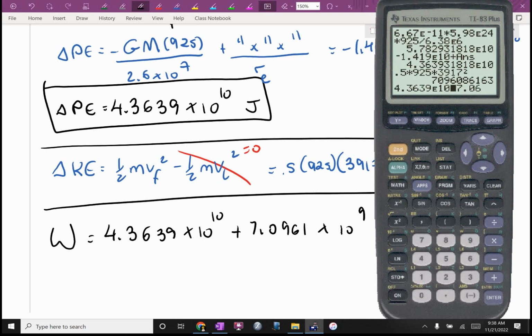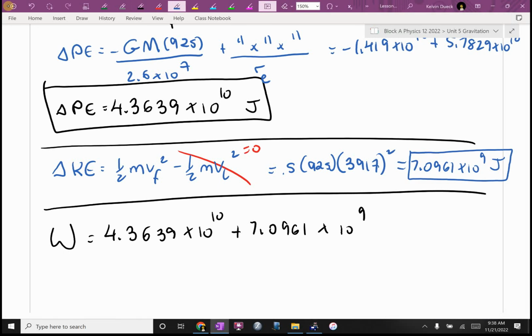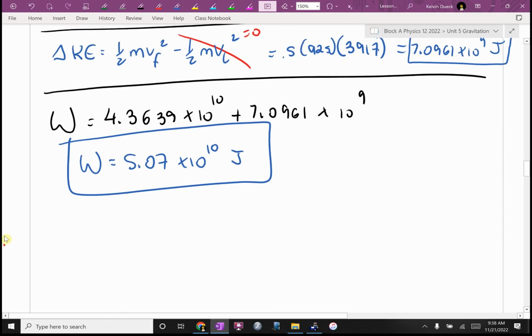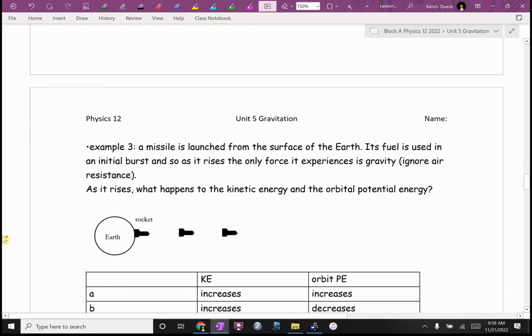Why would you type out 7.0961? Use your answer button. Check for typos. That looks good. Did you all get 5.07 times 10 to the 10th joules? That's how much work to put this satellite in orbit.